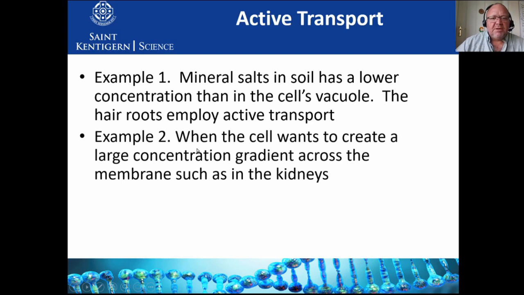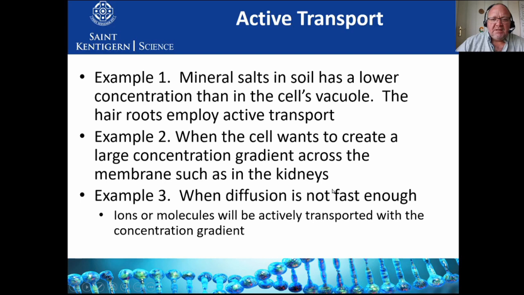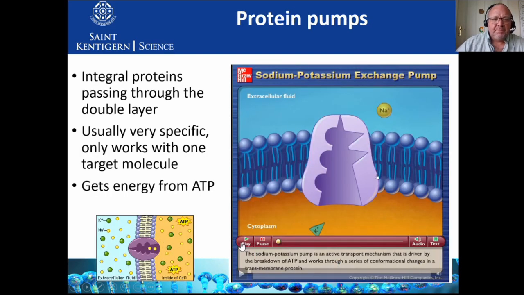Now, when cells want to create a large concentration gradient across the membrane, such as in the kidneys, this happens a lot. In the kidneys, we need to reuptake glucose and so forth, and it is very important that we can get those across the membrane. And then also when diffusion is not fast enough, like when we have really big molecules or ions, molecules will be actively transported with the concentration gradient to make the whole process go faster.